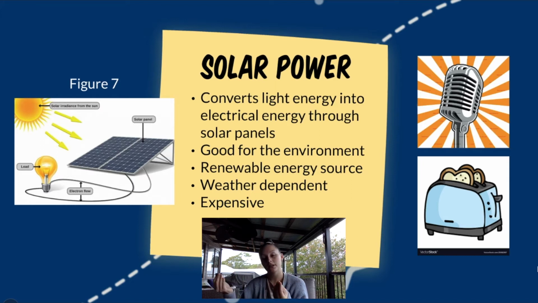We can see how the sun's radiance is absorbed by what we call a solar panel, which converts the light energy into electrical energy conducted through the wires to light up the light bulb. This has many advantages, such as it is good for the environment because we are using the sun as a renewable energy source. However, there are many disadvantages, such as it being weather dependent and expensive.